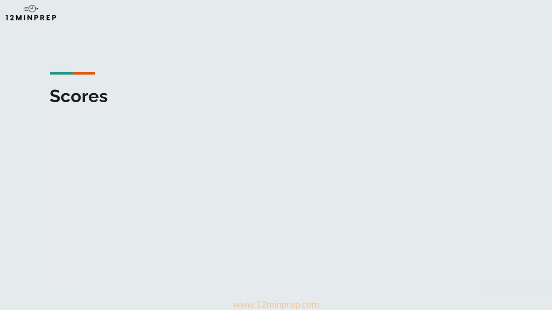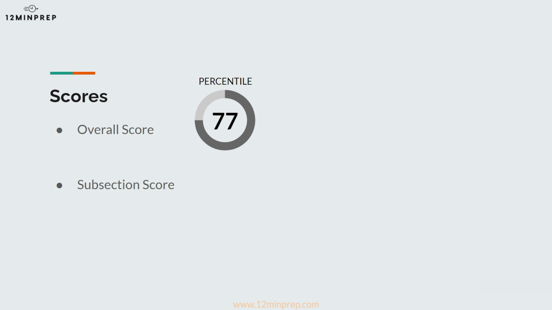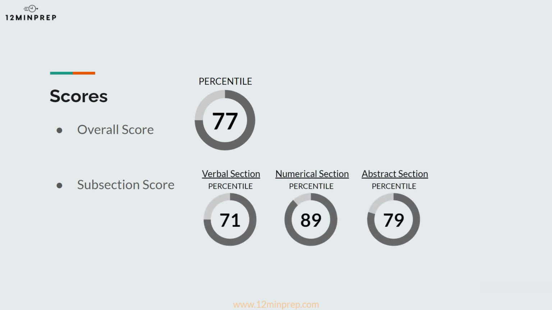Your score report breaks down your performance in 3 areas. The first area is your overall score. This consists of a general percentile score, which shows how you performed compared to other test takers. The second area is a percentile rank for each of the 3 subsections. The third area is a breakdown of your accuracy versus speed. This comparison is used to assess how cautious a person is by seeing if they prioritize speed or accuracy.